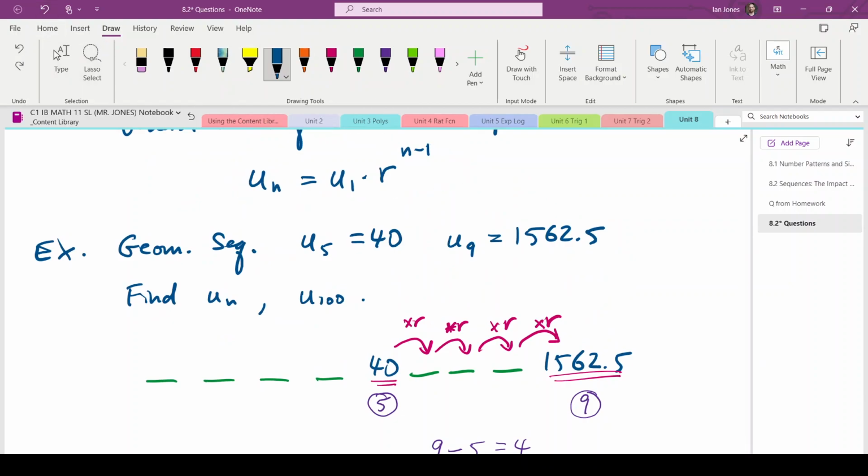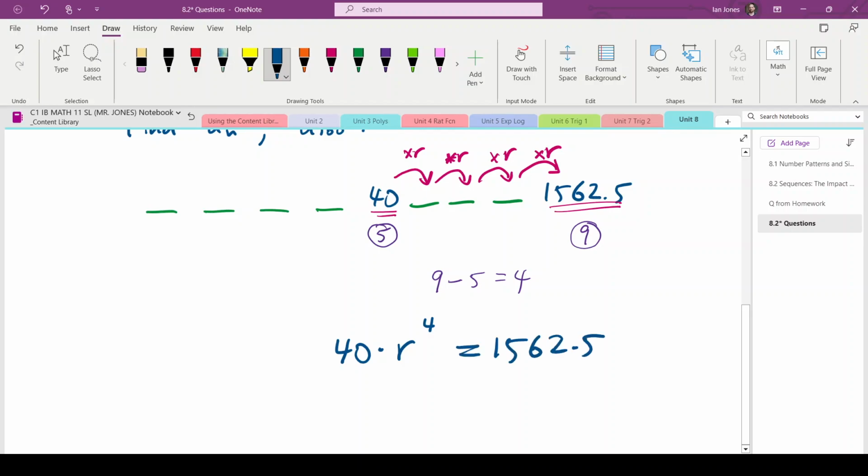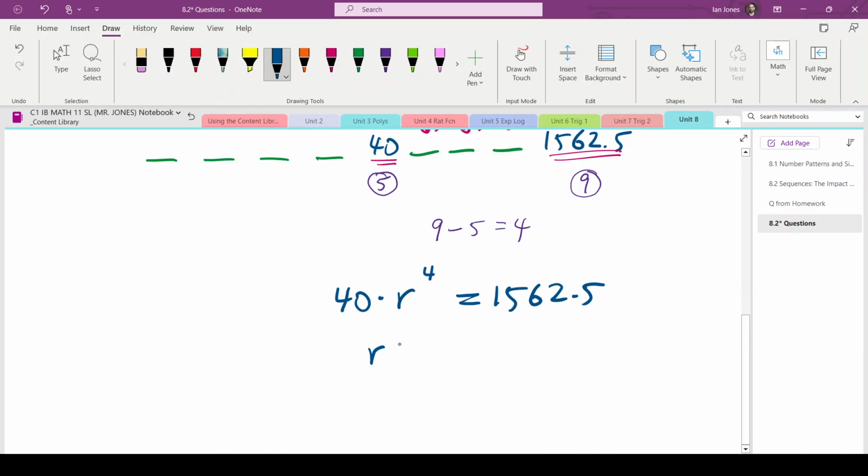That's a critical component. So to set up the equation, basically I could say, look, if I start at 40 and times by r 4 times, I end up here. In other words, 40 times r times r times r times r, r to the 4th, equals 1562.5. So here now, I have one equation, one unknown, so I could solve for r. Okay? So let's do it.